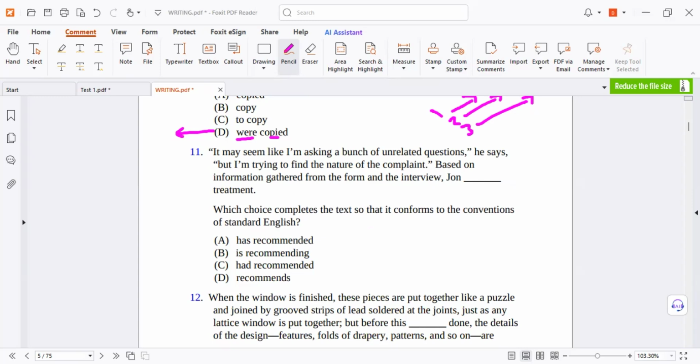Letter D, because it's present tense. Do we need to continue present tense? Why present tense? Because he says, not he said.